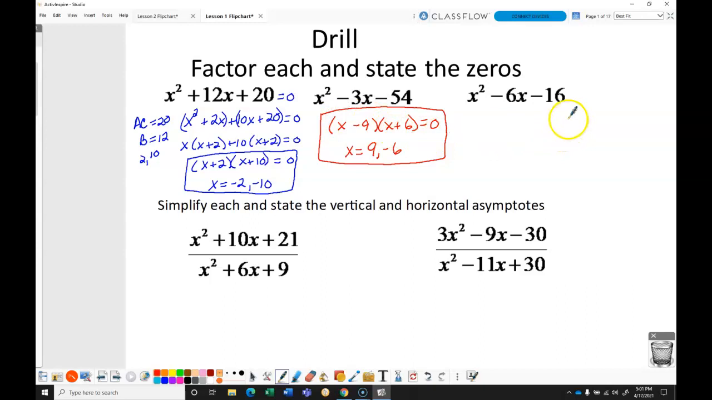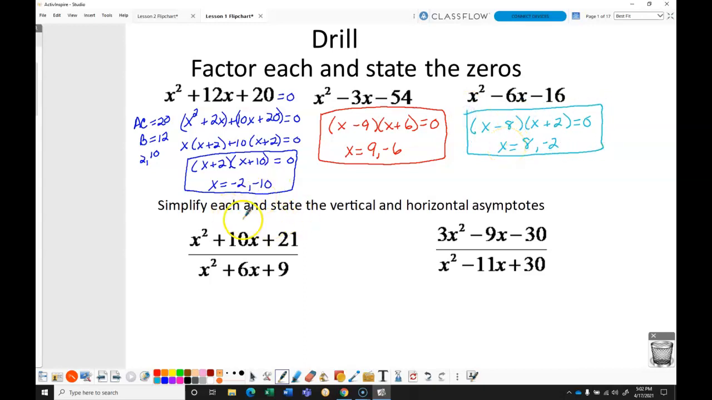Now, this one is a perfect square except for the fact that it's minus. We can't use the pattern if it's a minus 16. It has to be a plus 16 for us to use that pattern. So instead, I'm going to look for two numbers that multiply to get me negative 16 and add up to negative 6. So I'm thinking about negative 8 and positive 2. So x minus 8 and x plus 2. If I set that equal to 0, I see that x could be positive 8 or negative 2. There's my factored, and there's my zeros.